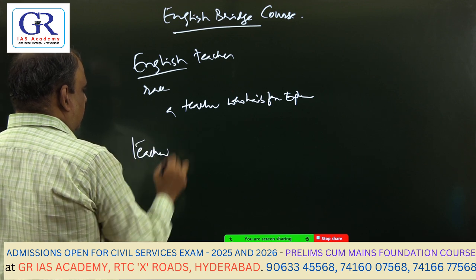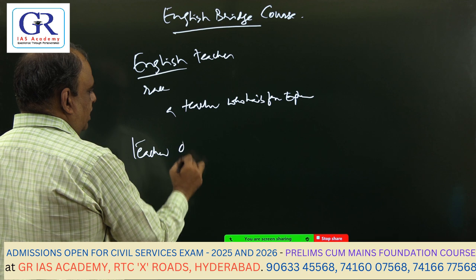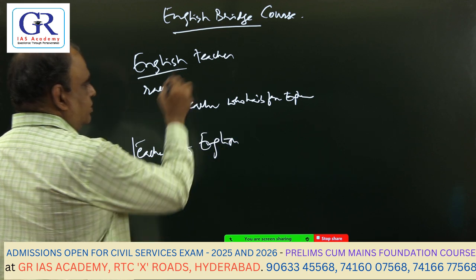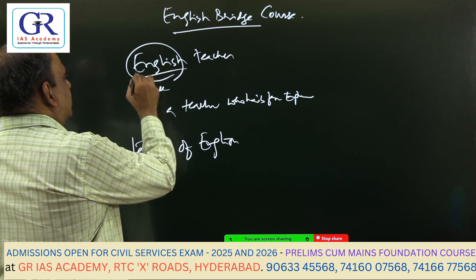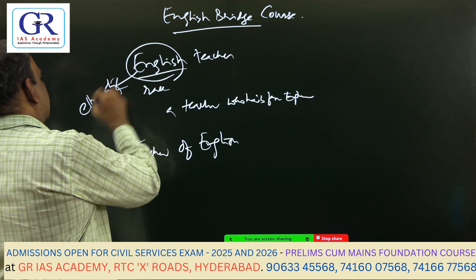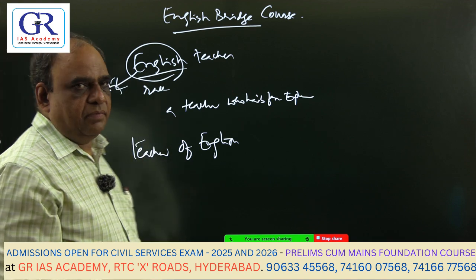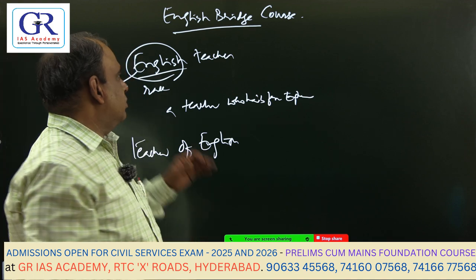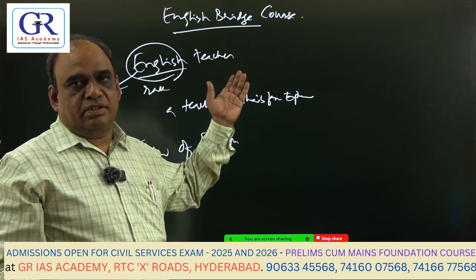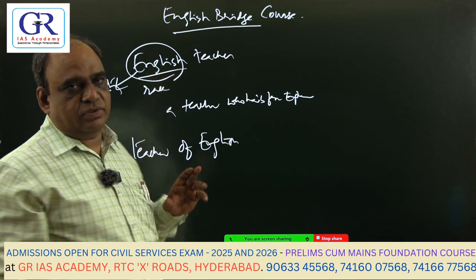When I have to refer to myself, what am I supposed to say? I am a teacher of English, not English teacher. If I say English teacher, then my ethnicity, meaning my race, is reflected as English. I am an Indian, I am not an English person, right? So it is wrong. I am not supposed to use this.